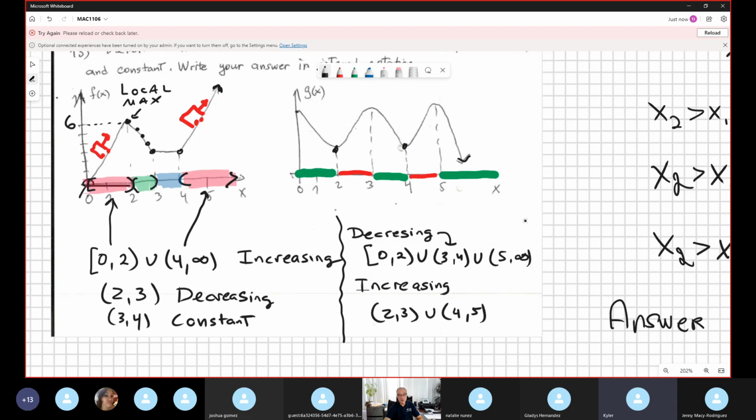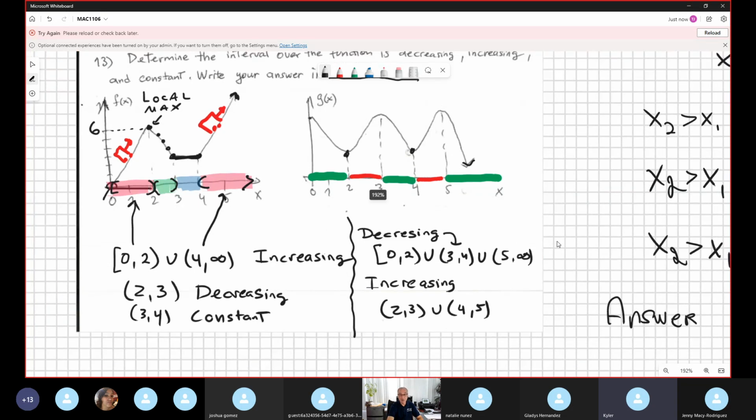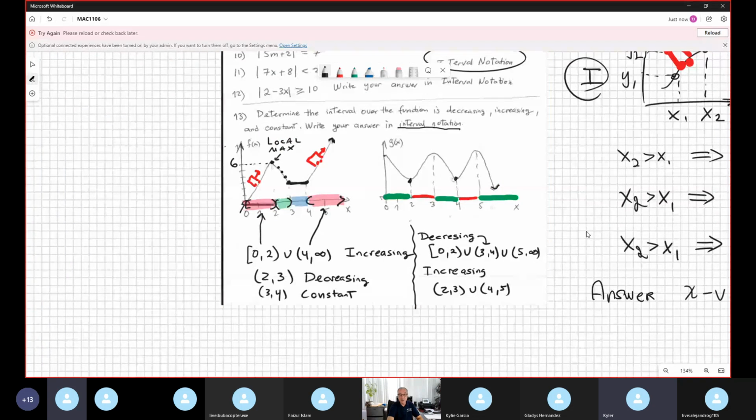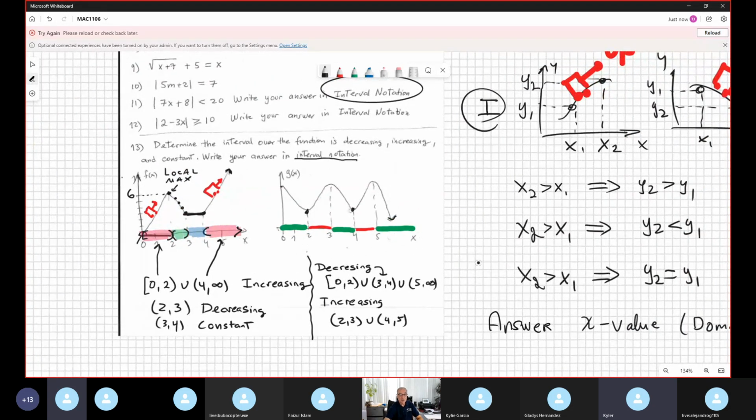And never constant. Do you see any constant? Constant is when it's completely flat, like that. The y value stays the same in the entire interval, and that never happened. It's going down, it's going up, it's going down, it's going up, it's going down, and that's it. It's easy, eh? But be careful when you write the answer. I need the answer, number 1, in interval notation, and number 2, using x values. Okay? Any questions, guys?